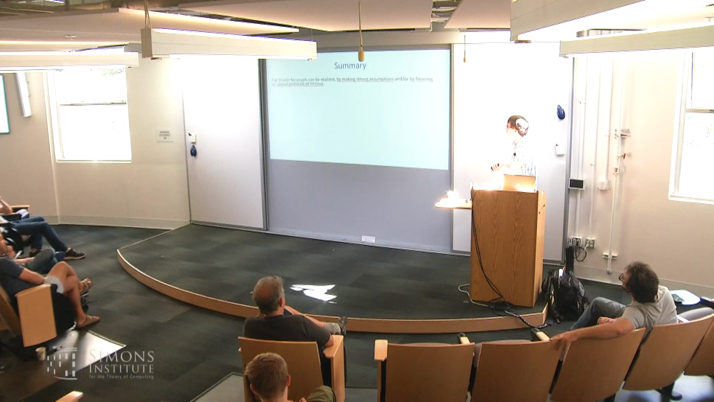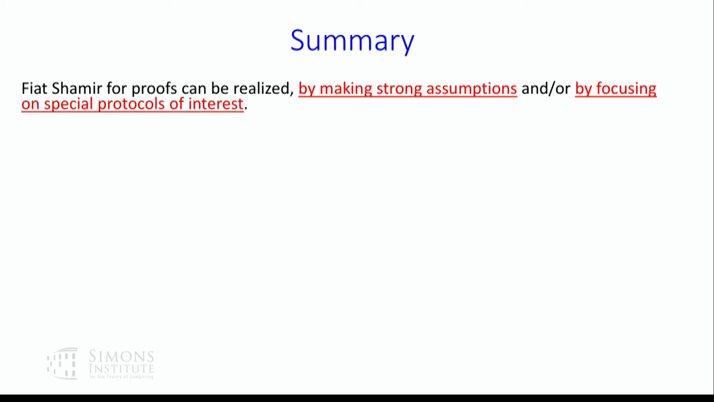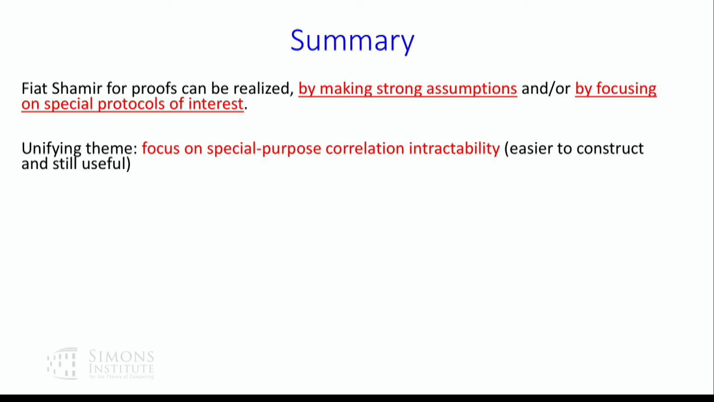So just to conclude, in this talk, I wanted to explain to you a bit about how Fiat-Shamir for proofs can be provably instantiated. And the two ways that we do this are either by making very strong assumptions or by laser focusing on specific protocols that are easier to work with, but still possibly useful, so things that we care about. And again, I want to highlight the way that we do this is by focusing on correlation intractability for special classes of relations that makes it easier to instantiate the security property with a proof.